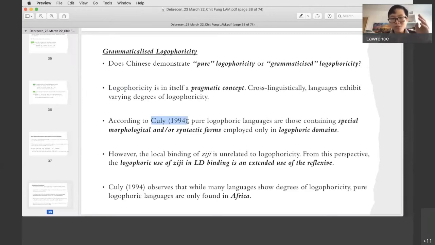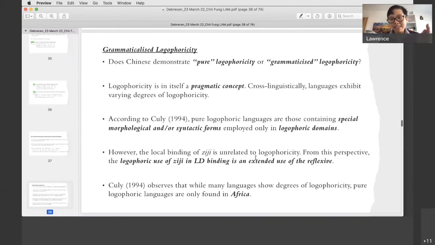But what we saw with jitsi is that local binding is different from long distance binding, even though the same form jitsi is used. Local binding is not logophoric binding because, for example, it is not subject to blocking effects. From this perspective, the logophoric use of jitsi in long distance binding is only an extended use of reflexive.